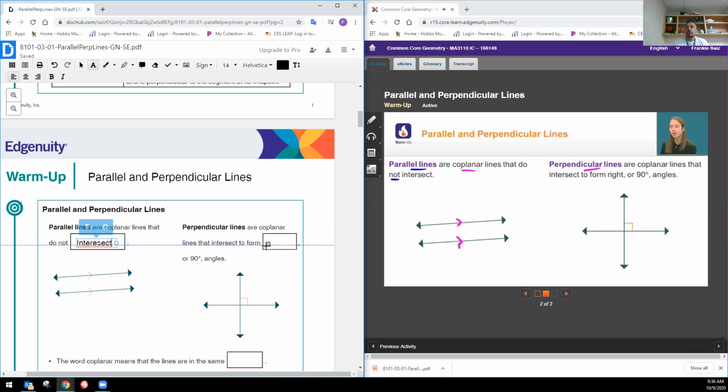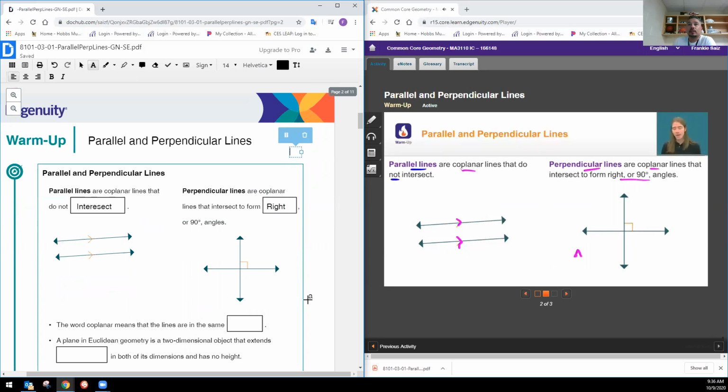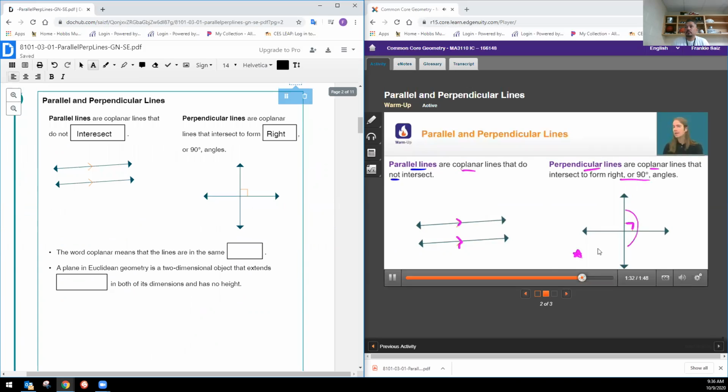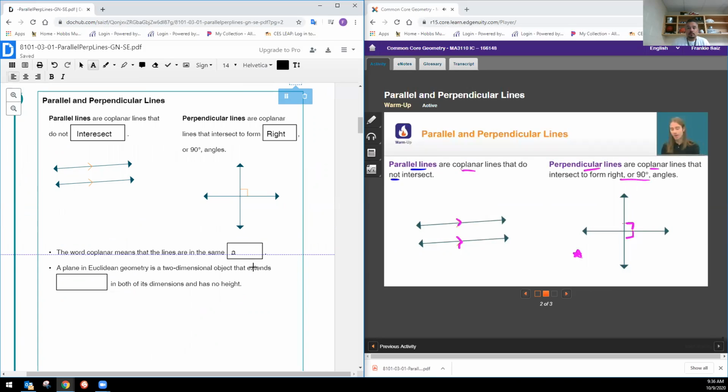Perpendicular lines are coplanar lines that intersect to form a right or a 90-degree angle. Those mean the same thing, right, 90 degrees. On this diagram, I can see that I have a right angle because of that right angle marking. And in fact, I know that these are all right angles because this right there is a 180-degree angle, a straight line. So these adjacent angles must sum up to 180 degrees, and therefore they're right angles. And the same thing can be said about all the other angles in that diagram. Next, to make some conjectures about the relationships between line segments.